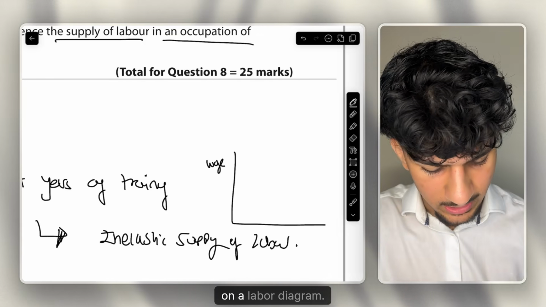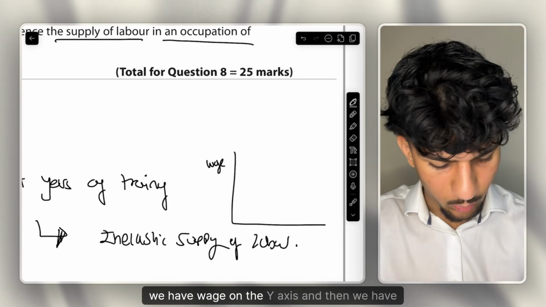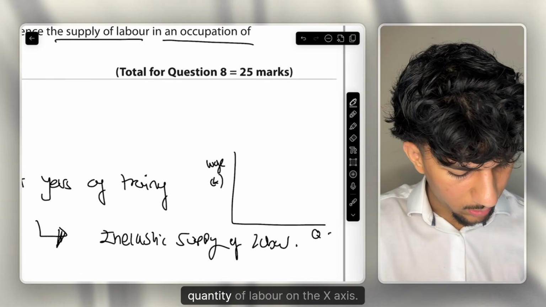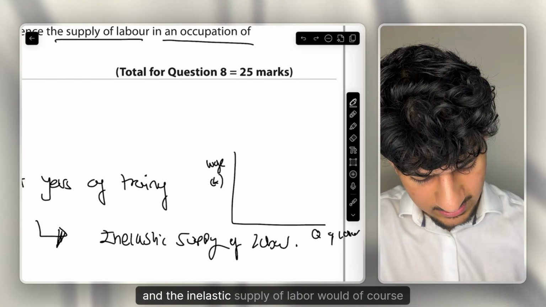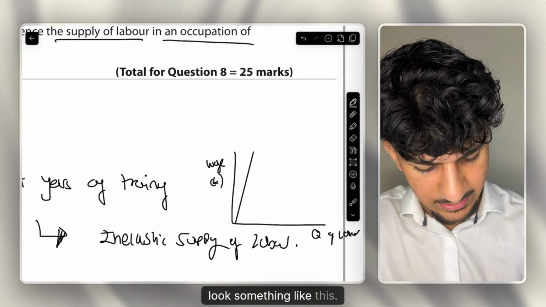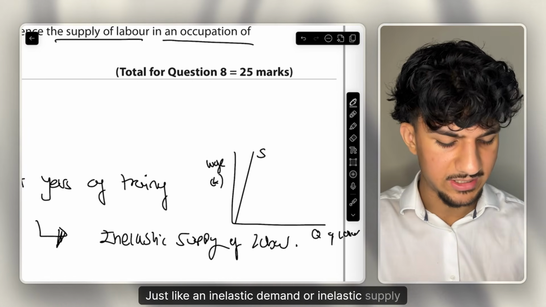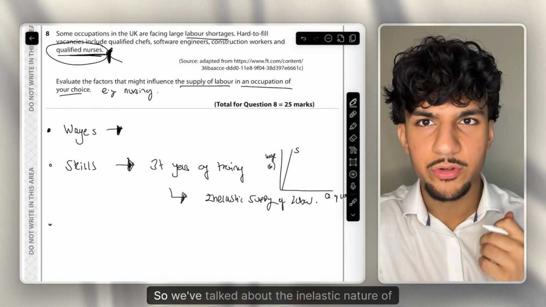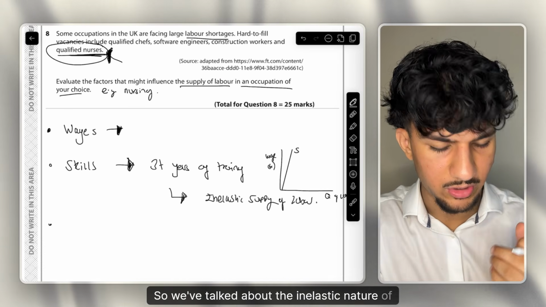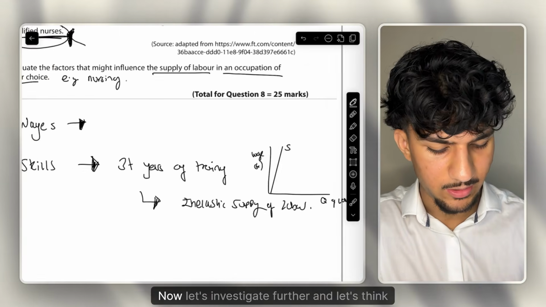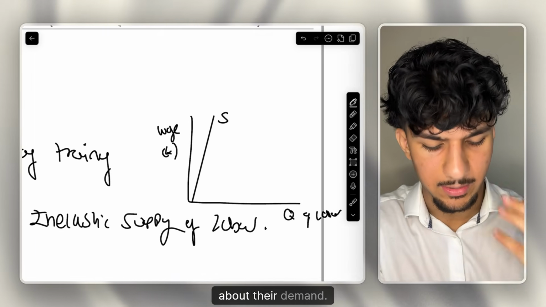Of course, on a labour diagram, we have wage on the y-axis, and then we have quantity of labour on the x-axis. And the inelastic supply of labour would, of course, look something like this, just like an inelastic demand or an inelastic supply curve. It's just steep. So we've talked about the inelastic nature of nurses' supply. Now let's investigate further, and let's think about their demand.